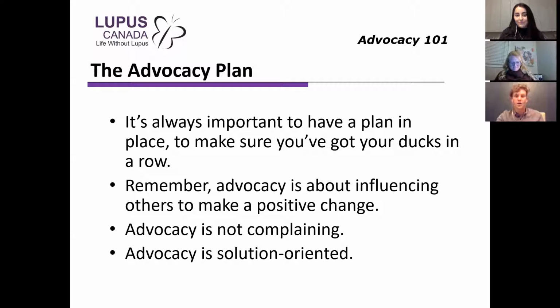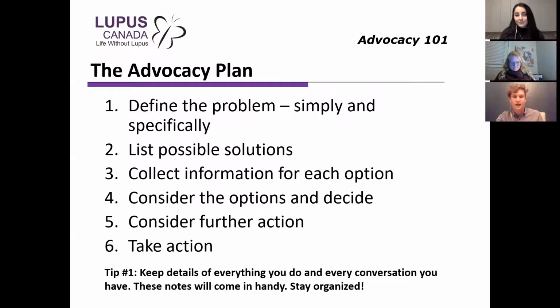So with that, we're going to go through the 6 steps of the advocacy plan. And with each of these steps, I have 2 different examples of an advocacy issue and how we could use the steps to go down the rungs of this advocacy plan. And along the way, there are tips as well. So for those of you who may not be able to see the screen, I'll just go through the advocacy plan steps and then we'll go into it.